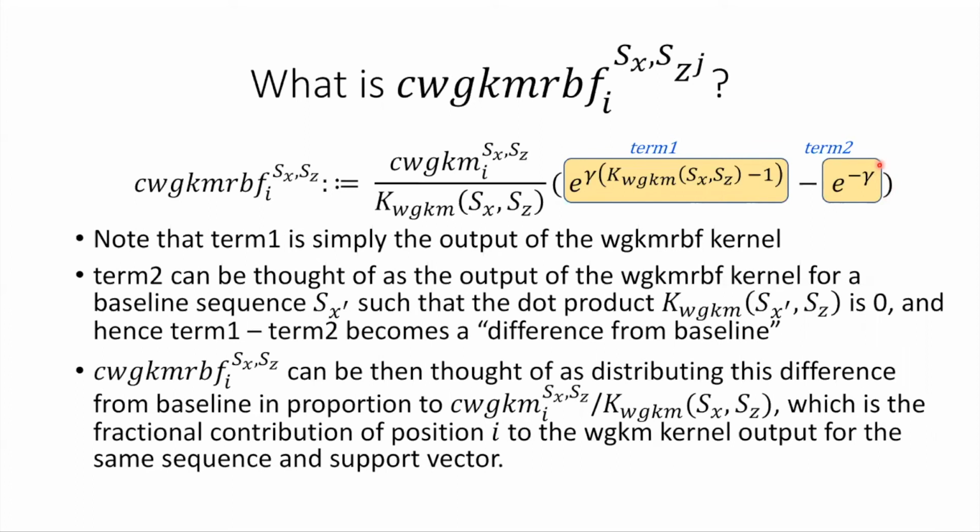So in that sense, term 1 minus term 2 becomes a difference from the baseline. And then CWGKM RBF_I(SX, SZ) can be thought of as distributing this difference from baseline in proportion to CWGKM_I(SX, SZ) divided by KWGKM(SX, SZ), which is the fractional contribution to position I of the WGKM kernel output. And with that, the description of the decision function attribution of GKM SVM kernels is complete.